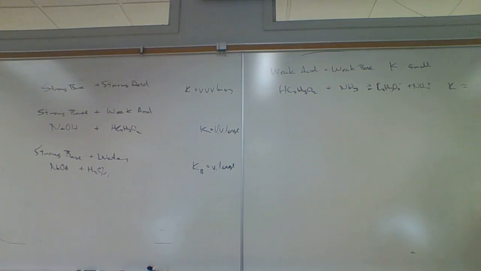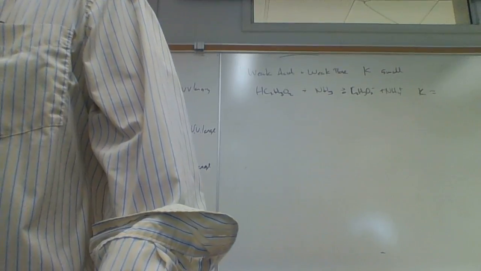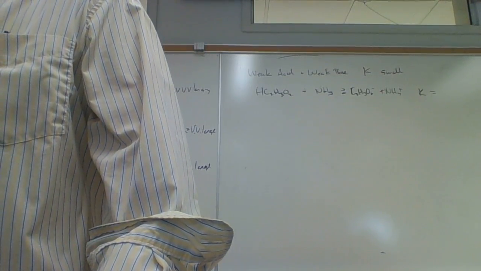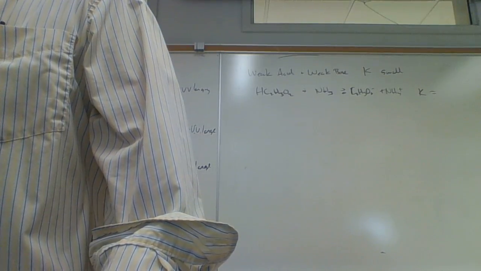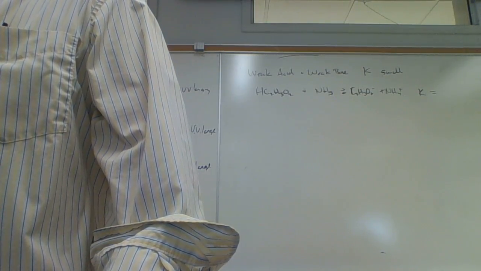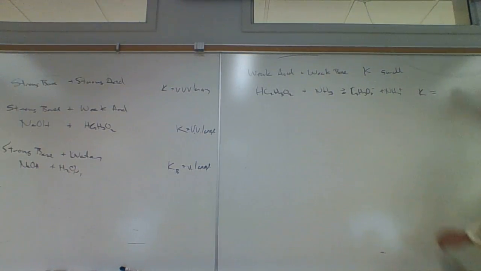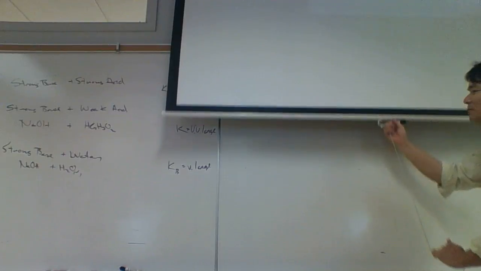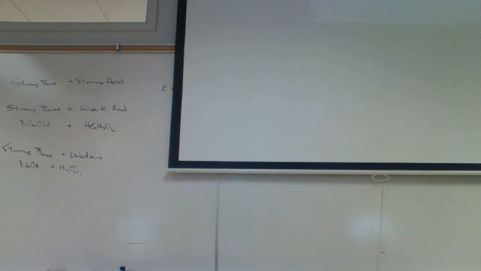Well, tell me all the ways we can determine what K is. Can I look this up in the table? It's not in the table. Let's take a look at appendix D again. Do I know the K value for this reaction? Because I know it's not going to be very large or very, very large or very, very, very large. Let's see. You can solve it with an ICE table.